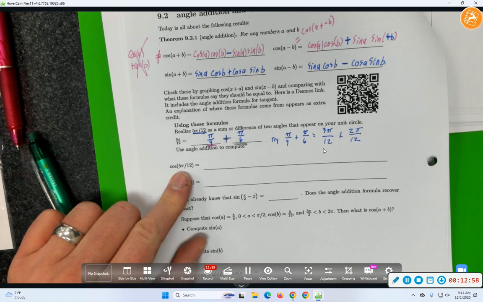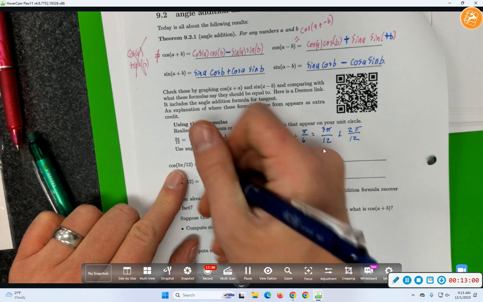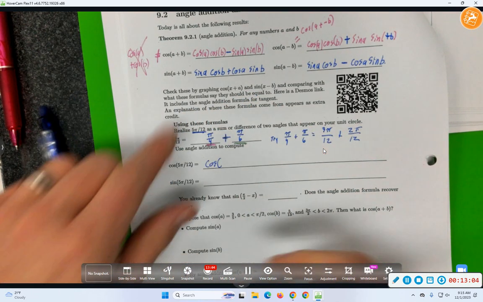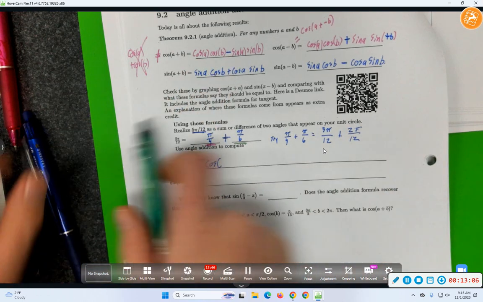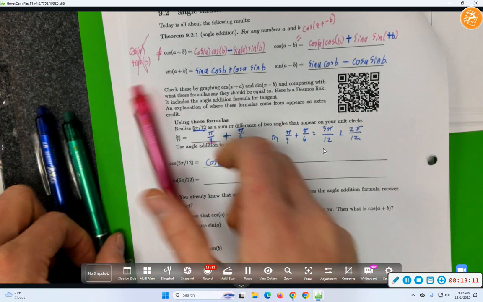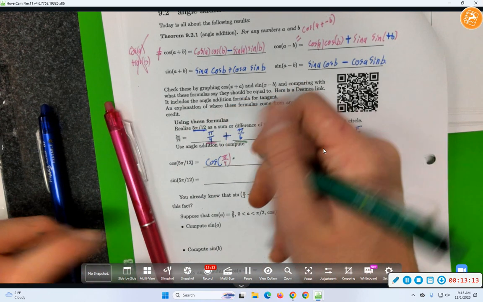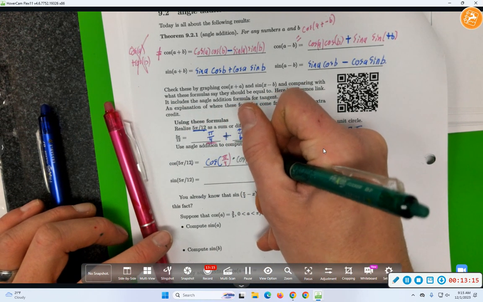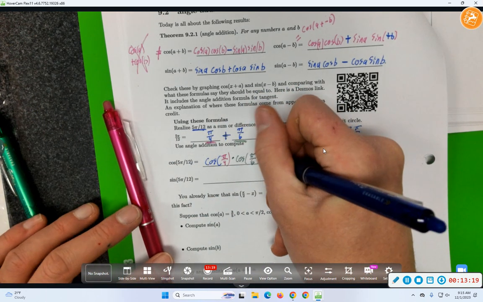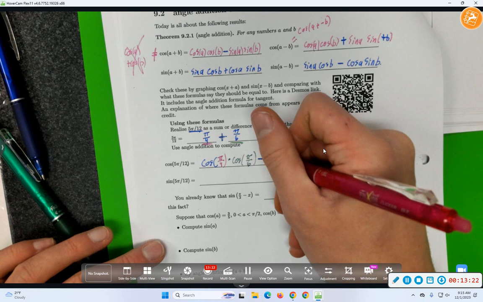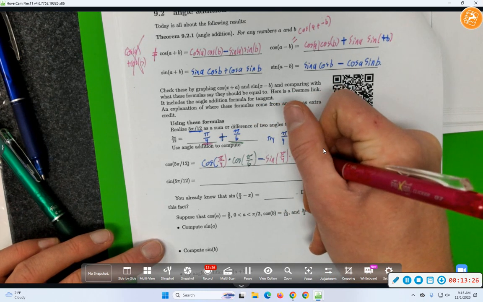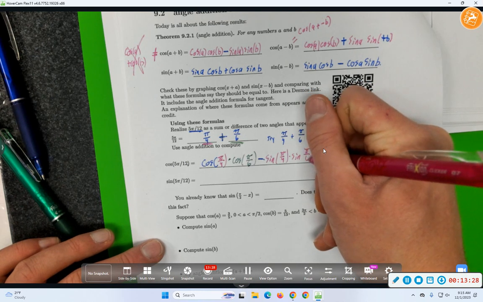So, cosine of pi over 12 is a sum. So this will be cosine of A cosine of B. So cosine of pi over 4 times cosine of pi over 6. This is a plus, so I now need to subtract sine pi over 4 times sine pi over 6.